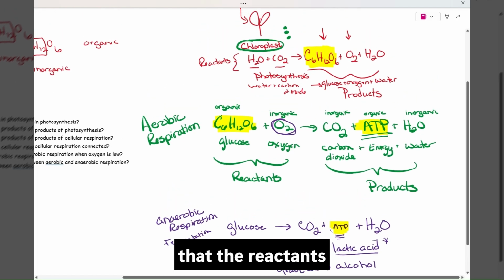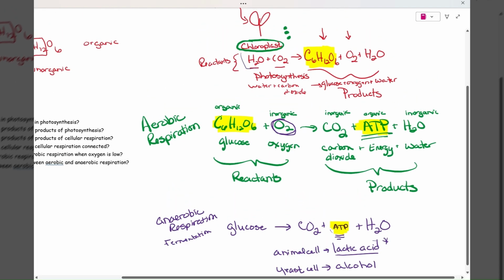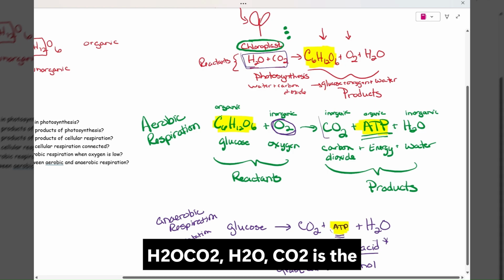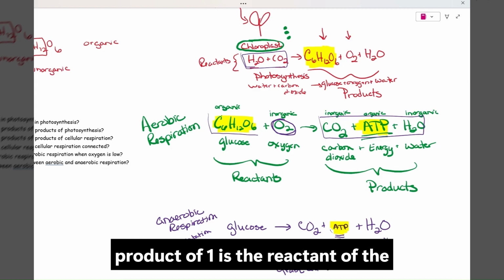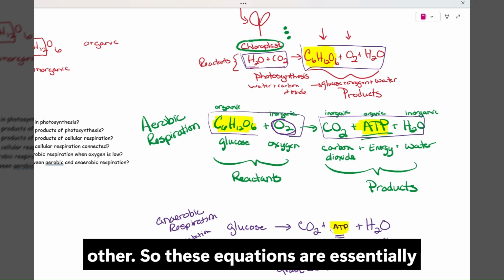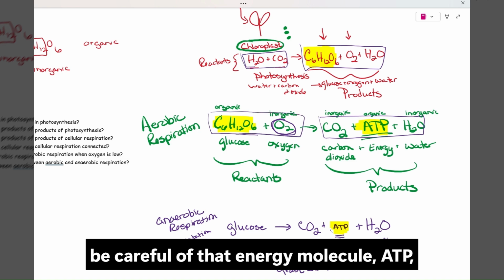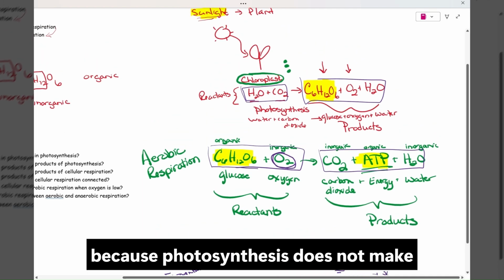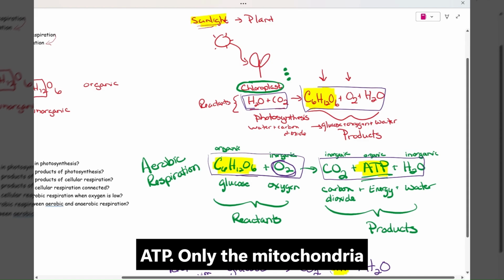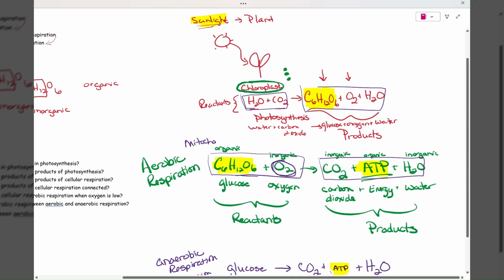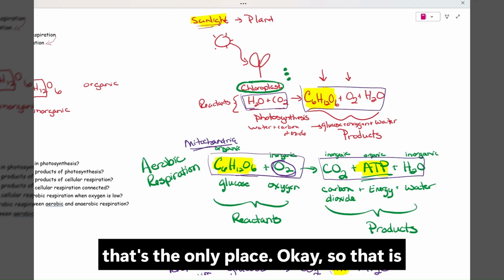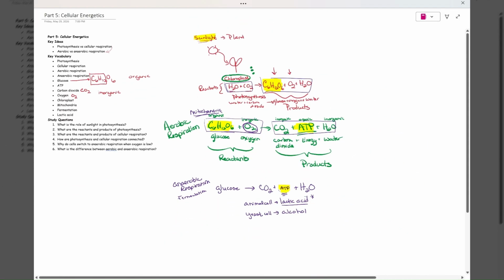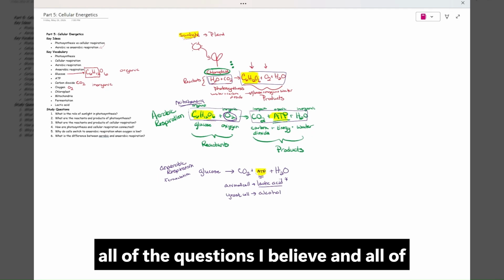Notice that the reactant for one, H2O, is the product for the other. And if we go the other way, the product of one is the reactant of the other. So these equations are essentially reverse of each other. You just have to be careful of that energy molecule ATP because photosynthesis does not make ATP. Only the mitochondria in cells make ATP. Right? That's the only place.